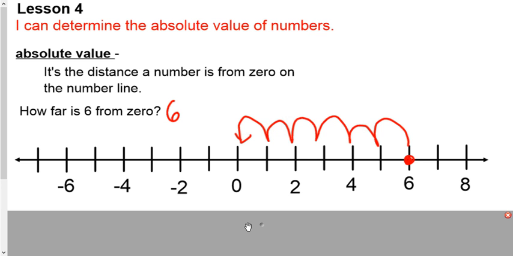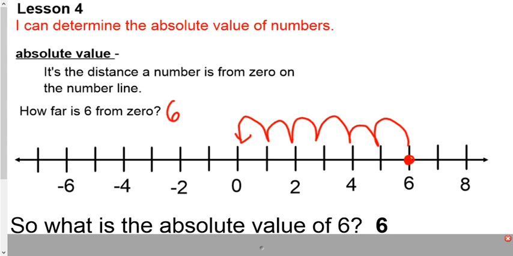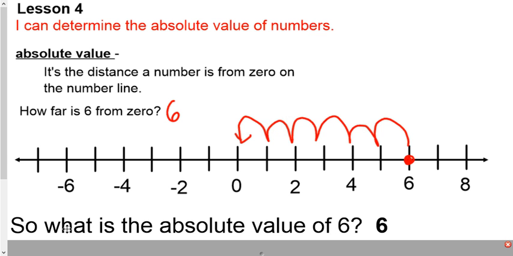It's 6. Well, when we talk about absolute value, we can make it sound a little bit better, but we can say, so what is the absolute value of 6? Well, because it's 6 spaces from 0 on the number line, the answer would be 6.